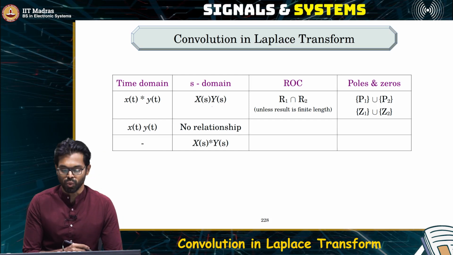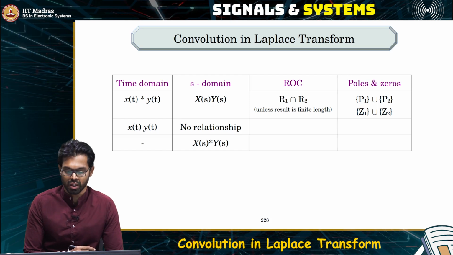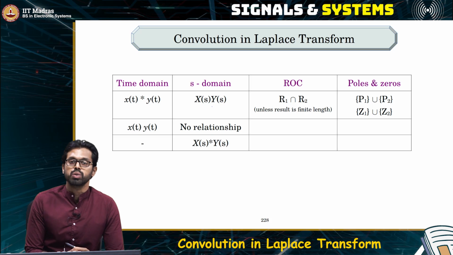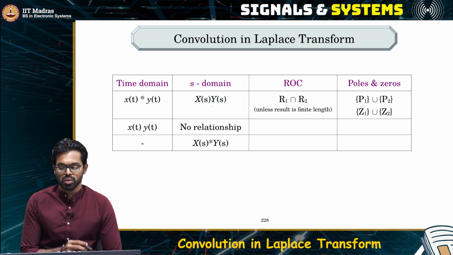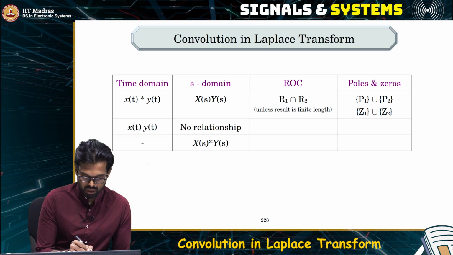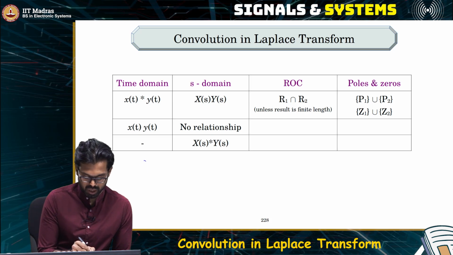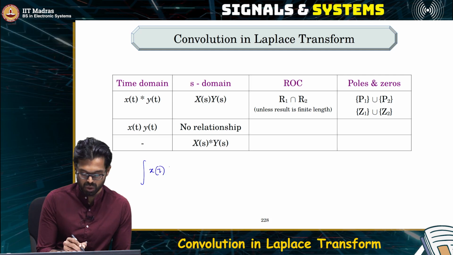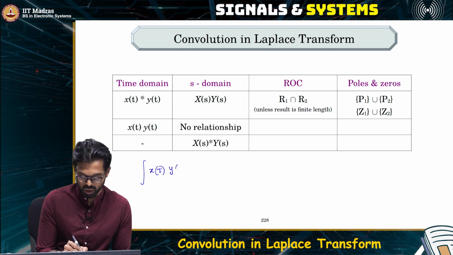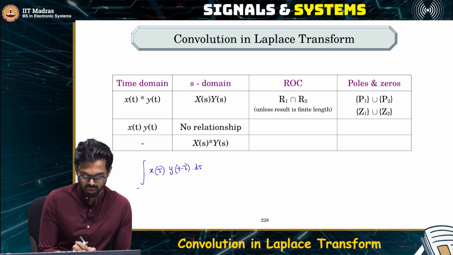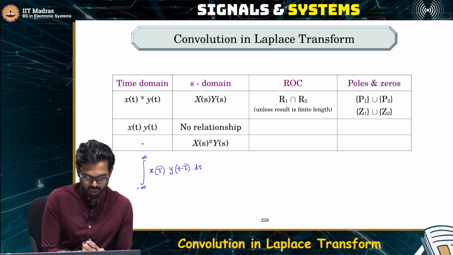This is very similar to what we saw in the Fourier transform case. But of course, we have to also understand what happens to the ROCs and poles and zeros. So let's first see why this is true. Okay. So what is the convolution expression? We have the convolution of these two signals to be simply integral of x of tau times y of t minus tau d tau. So this is the convolution.